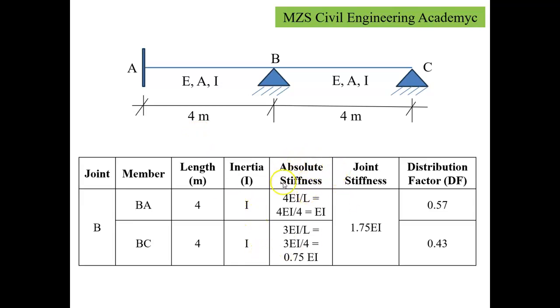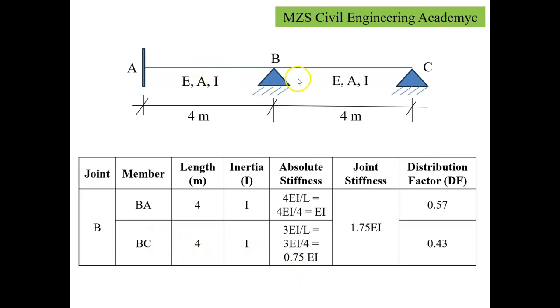Absolute stiffness, we have defined, is referred to in terms of EI by L, where the modulus of elasticity is taken into consideration. We have taken 4EI by L, substituting the value of L as 4, we get the ratio 4EI by 4, resulting in a value of EI. Now, how am I writing 4EI here? For writing this 4EI, I will go to the joint B and see the far end towards A, because I am referring to the member BA, B to A. The far end is fixed. So we know that when the far end is fixed, the stiffness contribution is 4EI by L.